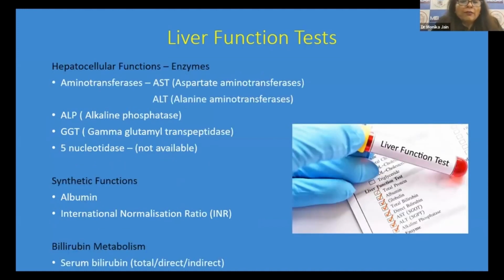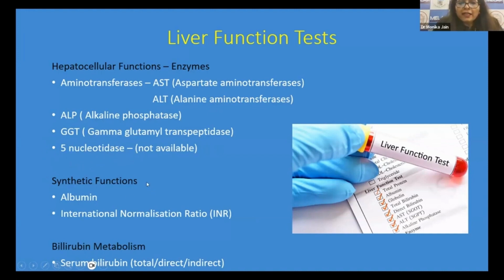Coming to what are the functions assessed by LFTs, first is hepatocellular function. We have aminotransferases, which include AST, that is aspartate aminotransferase, and ALT, alanine aminotransferase. Second comes the alkaline phosphatase, commonly known as ALP. Then comes the GGT, that is gamma glutamyl transpeptidase. And another test is 5-nucleotidase. This is mainly used in research labs, not commonly available in normal LFT profile.